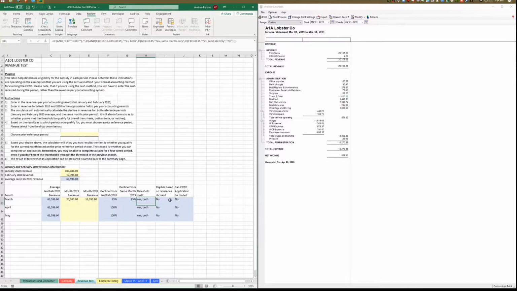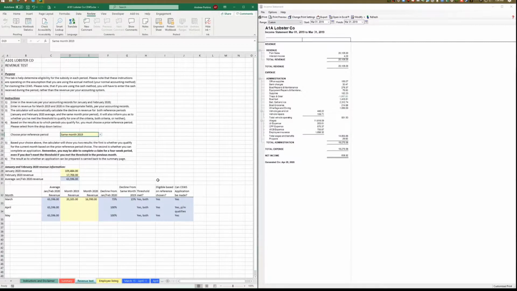Is it eligible based on the reference period chosen? We have no, and the reason is because up here, we have not yet chosen a prior period reference period. So this is where we're going to have to make the crucial decision. In this case, we are going to choose same month 2019 because in all likelihood, this client will continue to see a decline in the revenues throughout the remaining 3 periods. So we're going to go ahead and choose that.